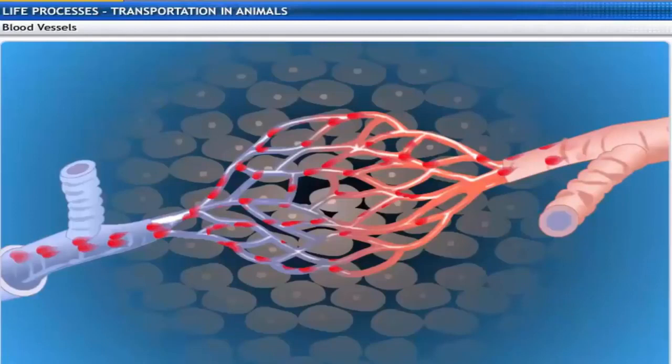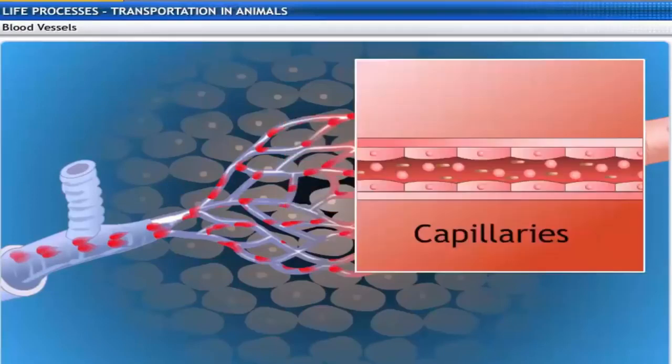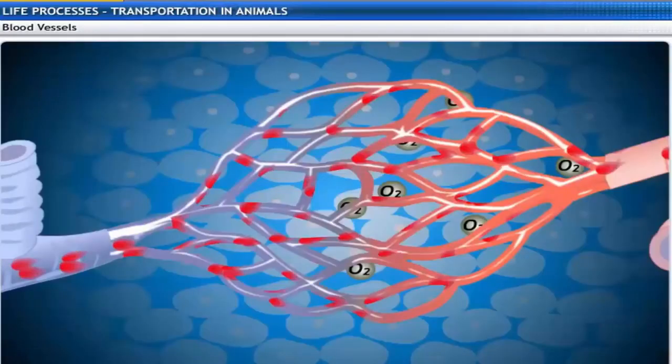On reaching an organ or tissue, the artery divides into smaller vessels so that the blood can reach each individual cell. The smallest vessels have walls which are 1 cell thick and are called capillaries. The thin walls of the capillaries allow oxygen and nutrients to pass from the blood into the tissues and waste products from the tissues into the blood.